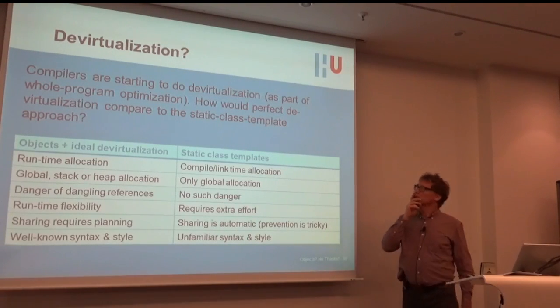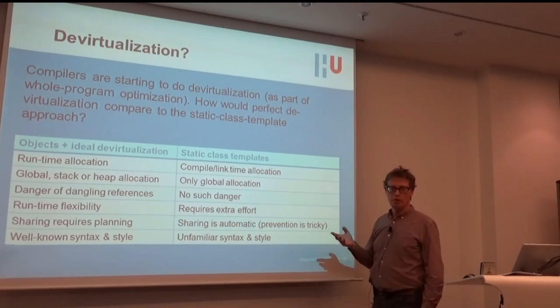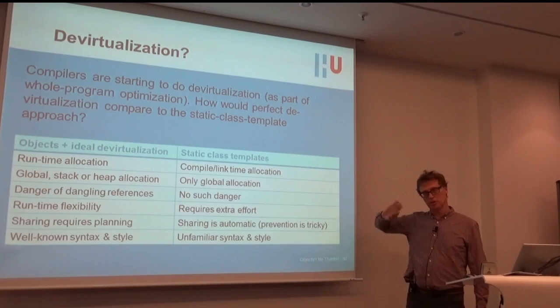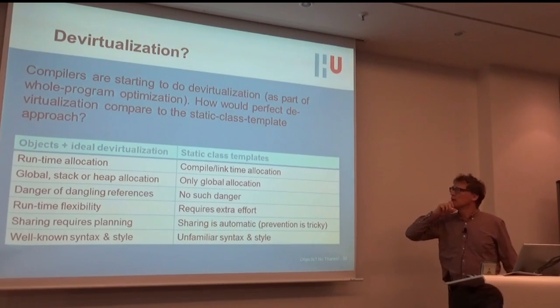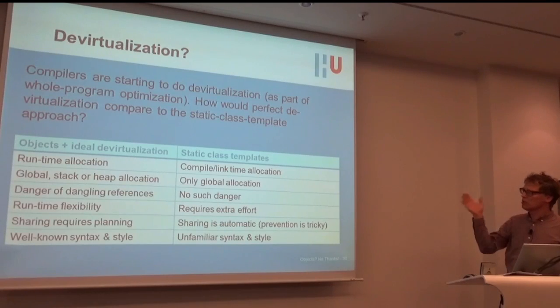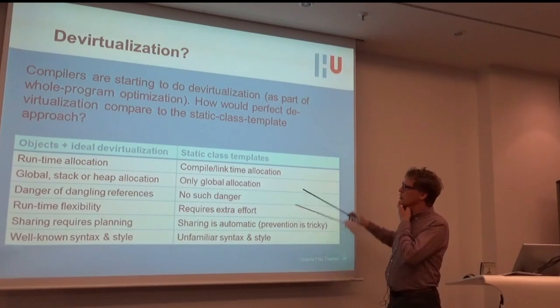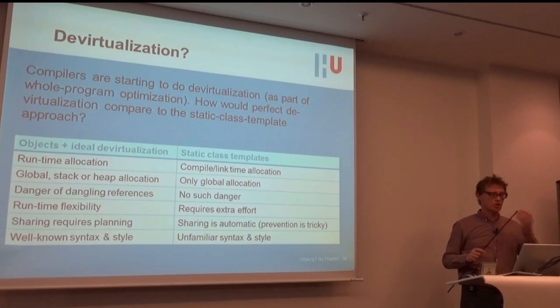Modern compilers are starting to do devirtualization. So you might say, well, if we have a perfectly devirtualizing compiler, shouldn't this approach be thrown away and rely on devirtualization? Well, maybe. There are a few pros and cons. One thing my approach has for it is that all the things are allocated statically, so you will know whether it fits in your chip at link time.